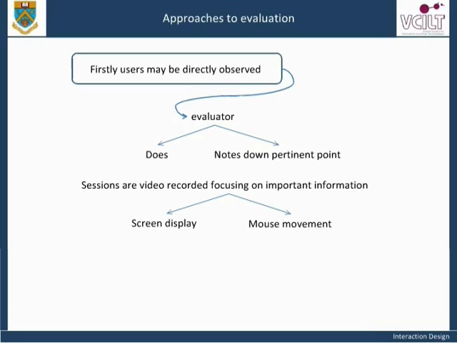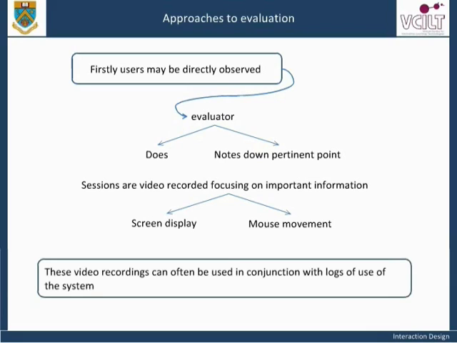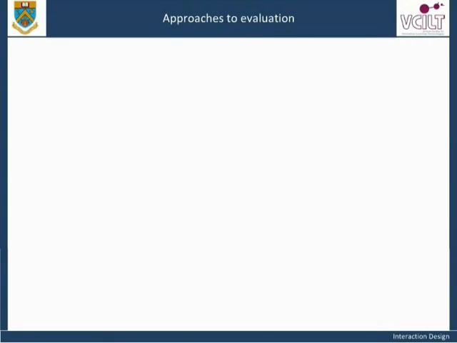Several off-the-peg kits have been developed, which comprise multiple video cameras, video and audio mixing facilities, video recorders, tripods, etc. These video recordings can often be used in conjunction with logs of use of the system generated by the system itself, a time-stamped list of the actions the user performed, e.g. pressing a button, moving the mouse to a particular position. If evaluation is being undertaken early in the design process, it is likely that not all of the underlying functionality has been developed, e.g. speech recognition.